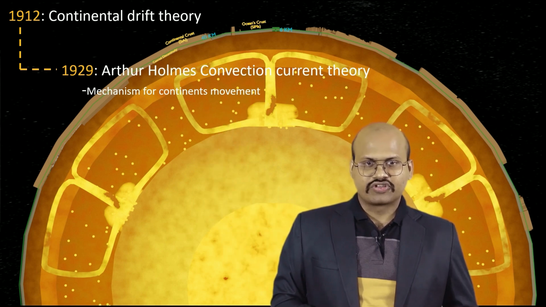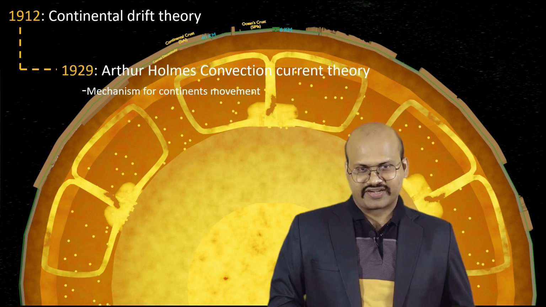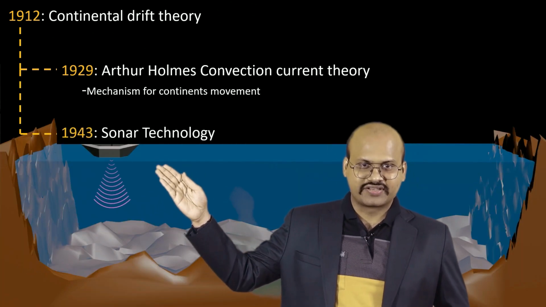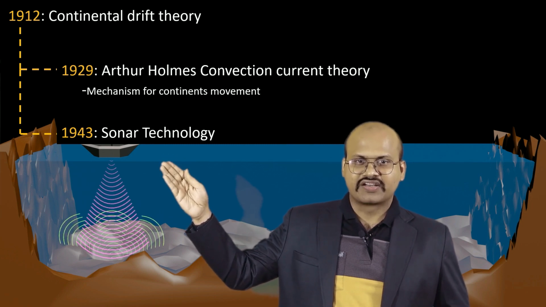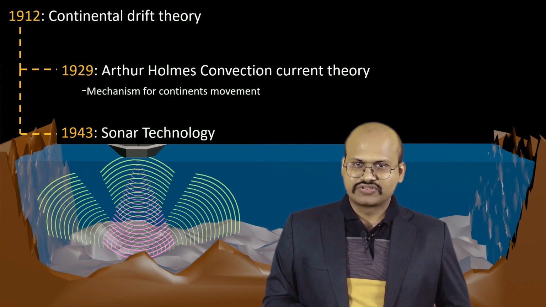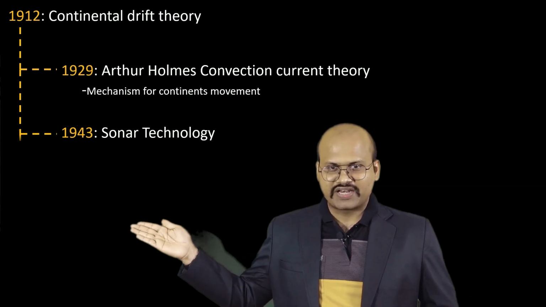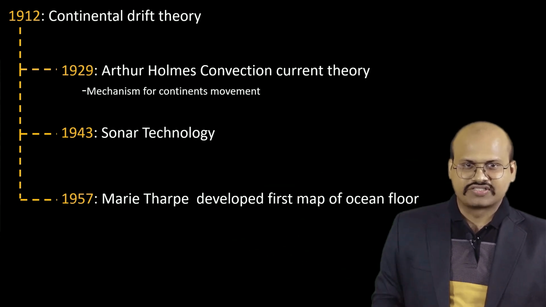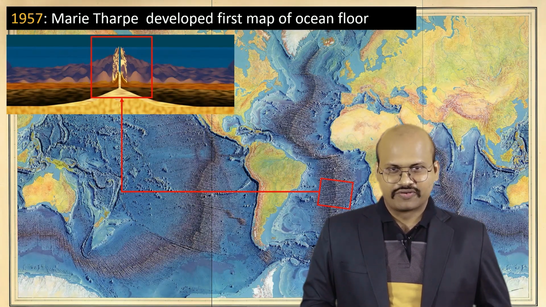However, his theory was also incomplete and it could not answer all the questions related to continental drift. In 1943, sonar technology came into existence due to World War II. In sonar, sound waves are directed towards the seafloor and the time for their reflection is observed, and using this, the oceanic floor map was developed. In 1957, Marie Tharp was the first to develop the oceanic floor map using this technology, and this led to a huge change in our understanding of the oceanic floor.